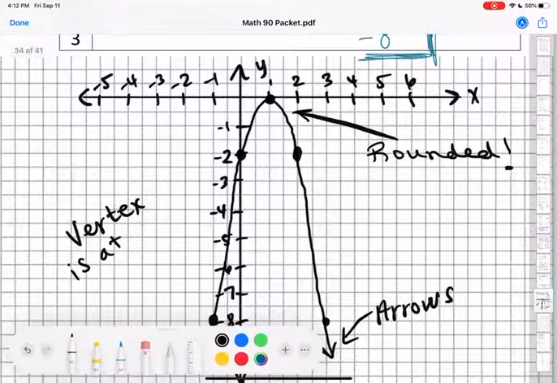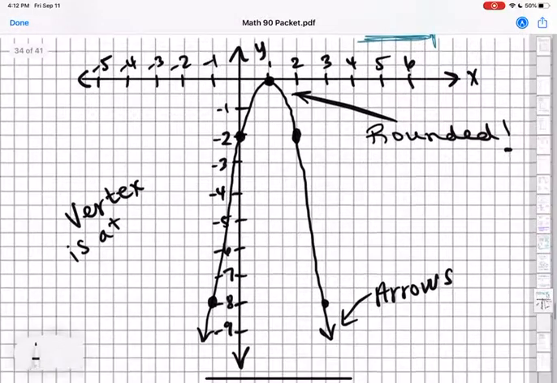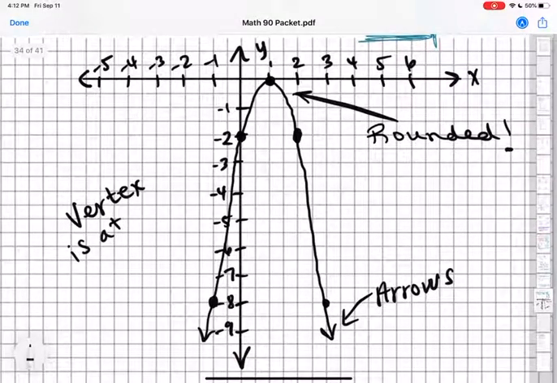And then finally, one last thing, I want to write in the vertex. So that's going to be your highest or lowest point. Lowest point because of those arrows, it keeps going down, down, down all the way. So the vertex is at (1, 0). Okay, so again, you want to make sure that's a nice rounded parabola.